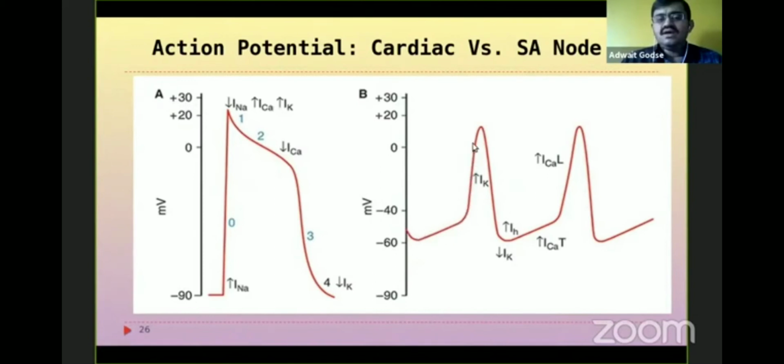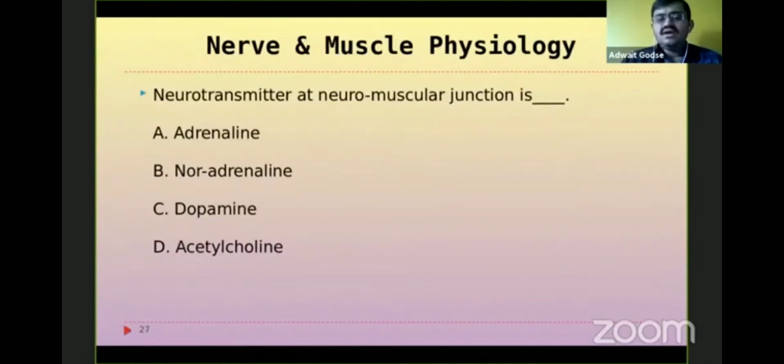The phase of depolarization, that is phase 0, is because of movement of calcium, and phase 3, that is the phase of repolarization, is because of movement of potassium. This difference is very important in viva, so you should prepare this very well. Prepotentials are because of funny sodium channels. The neurotransmitter at the neuromuscular junction, as I have already mentioned, is acetylcholine.